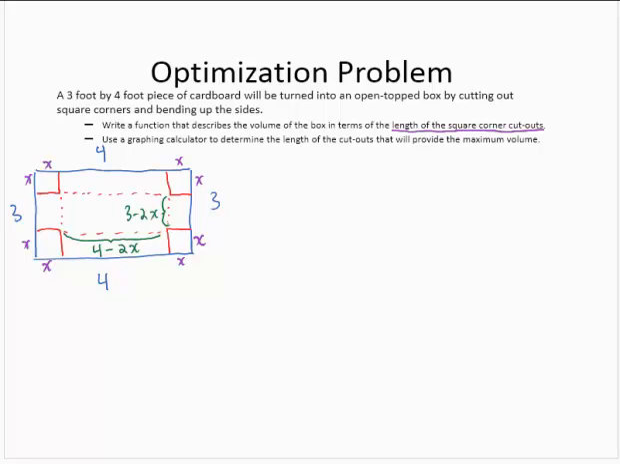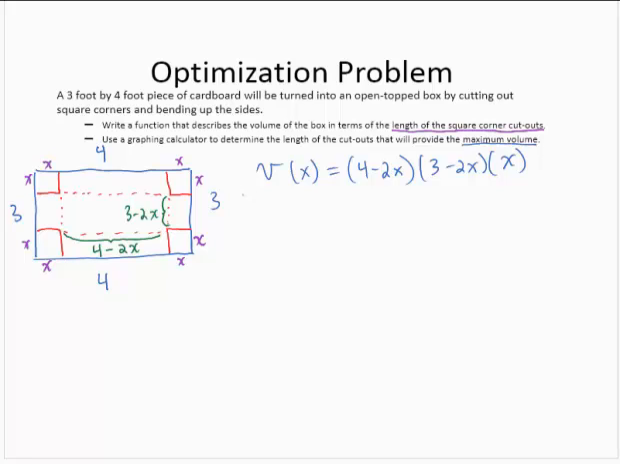So now we can write the volume as a function of x. After cutting out the corners, the length is 4 minus 2x, the width is 3 minus 2x, and the height is x. And so there's our function. It's not in completely factored form, and it's not in standard form, but it is a polynomial function, so we should expect it to have maybe a local maximum, a local minimum. We're asked to find the maximum volume.